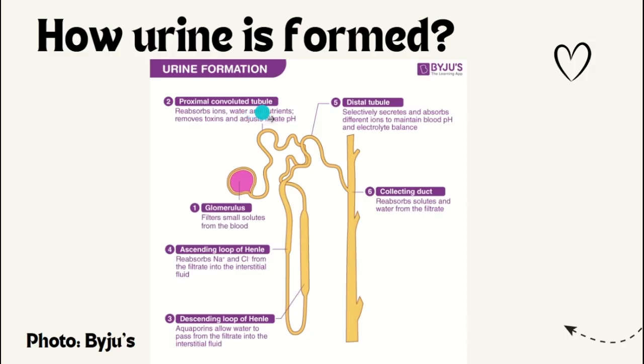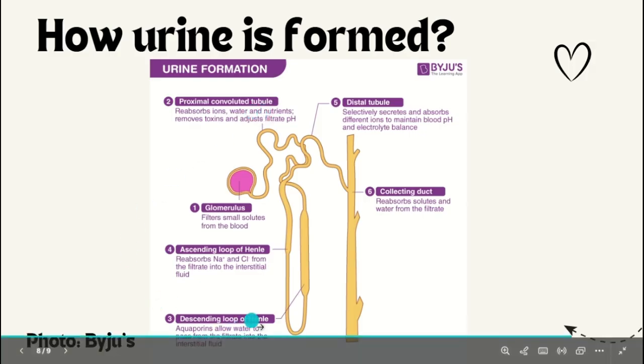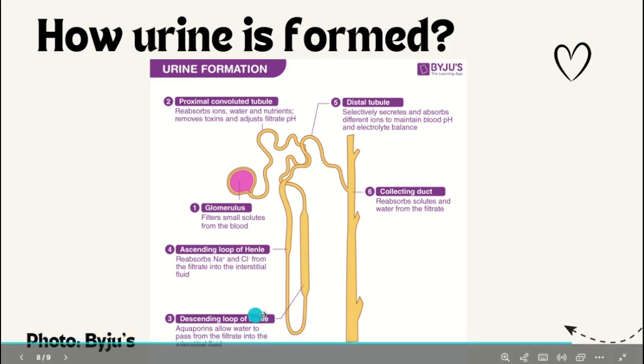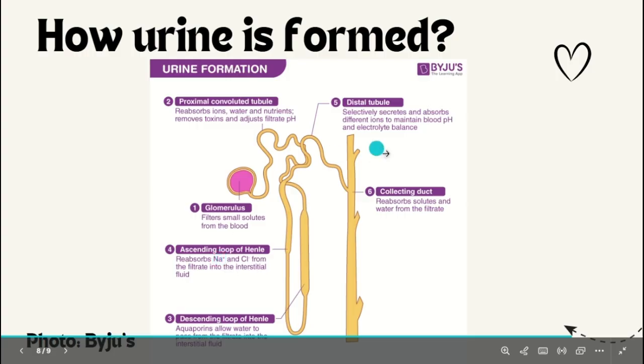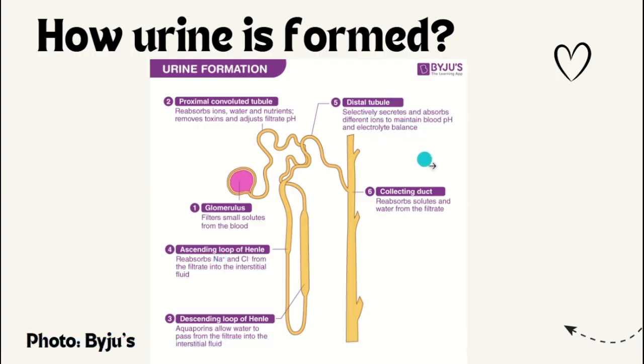So it starts with the glomerulus, then the proximal convoluted tubule, and then the descending loop, descending as in going down, loop of Henle, then the ascending loop of Henle, and then you're going to have the distal tubule, and then the collecting duct. So basically, this is something more of a memorization thing. So you just need to memorize what happens in what, right? At the end of the day, the goal is to filter the blood and to pass out the waste through urine, right? That's the whole goal of it, right?